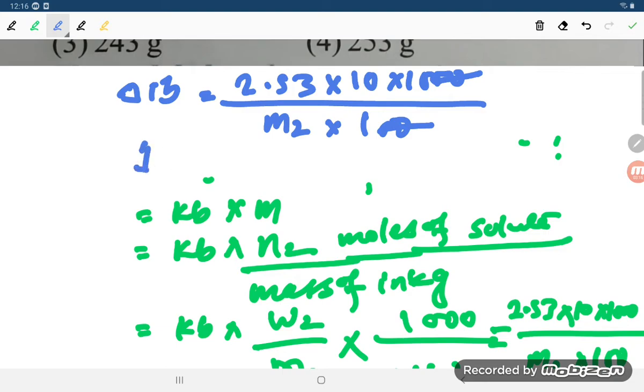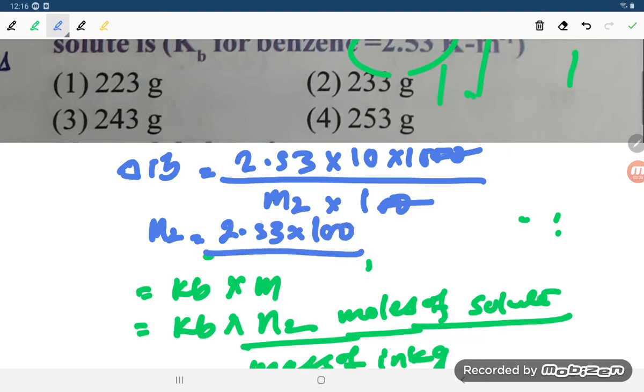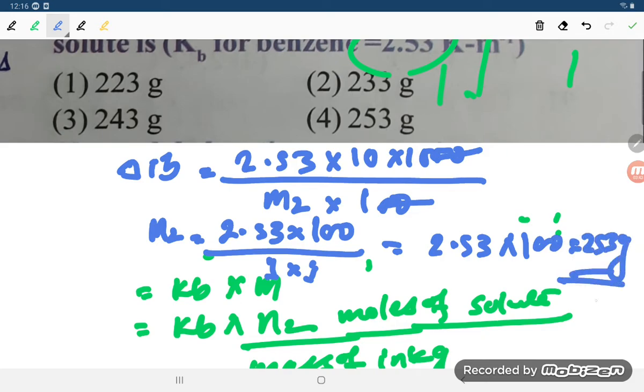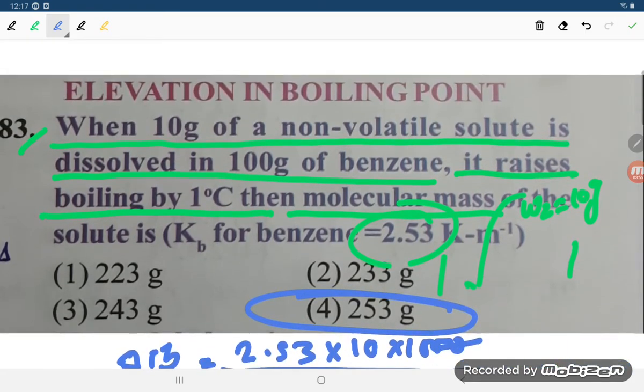Better, we take this M2 to this side. So M2 is equal to 2.53 multiplied by 100 divided by 1. This 1 degree will go downside. So how much is coming, student? 2.53 into 100, that is 253 gram per mole. So which one is the correct option, student? 253 gram per mole. This is the required answer, student.